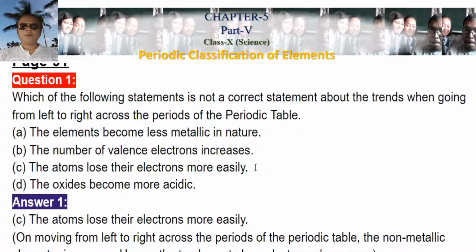when we go from left to right, electrons increase. When it comes to halogens or carbon, it does not easily release the electron. It accepts electrons. The oxides become more acidic. It is also true. So the only false statement is that atoms lose their electrons more easily.